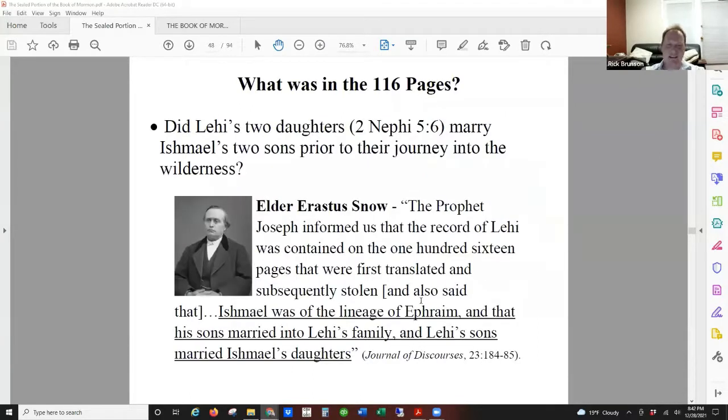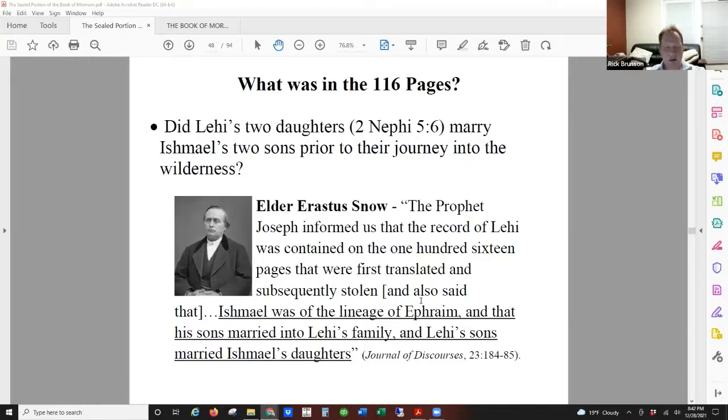All right. So in the 116 pages, there's a little bit of a theory or a hint that Lehi's two daughters married Ishmael's two sons prior to their journey into the wilderness.